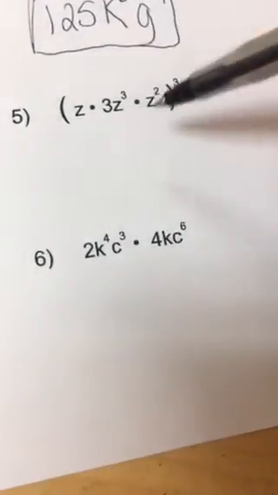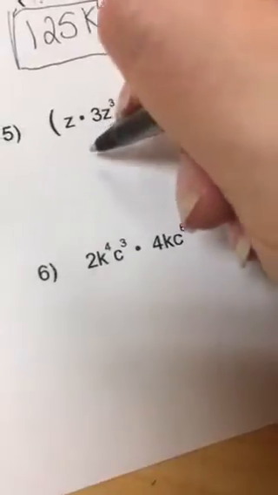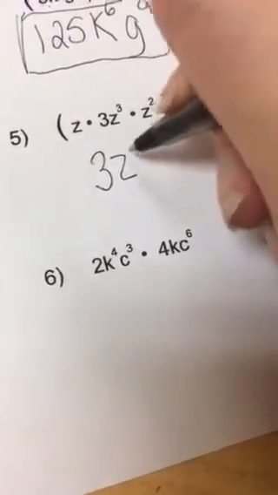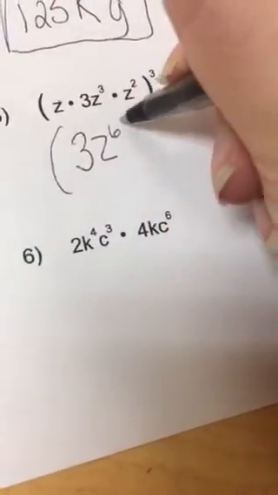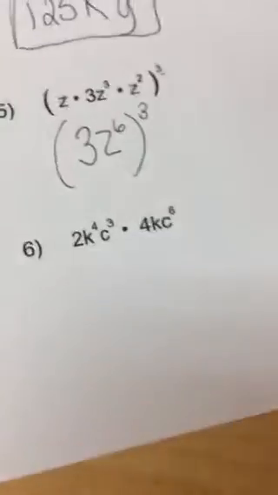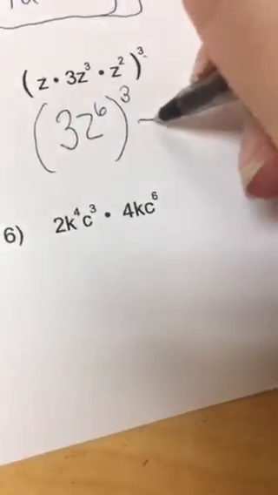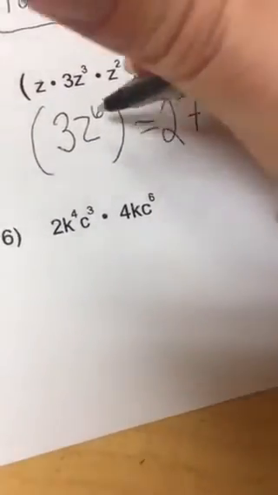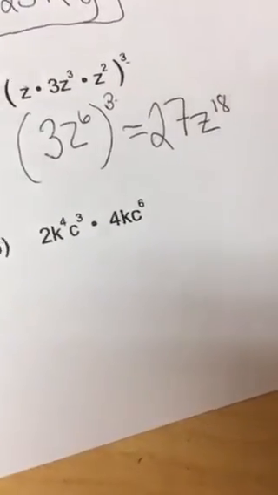Okay, number 5, let's look at inside the parentheses first. So I would get 3z to the 6th power, but then that's all to the 3rd power. Okay, so now 3 to the 3rd power is 27. 6 times 3 is z to the 18th power.